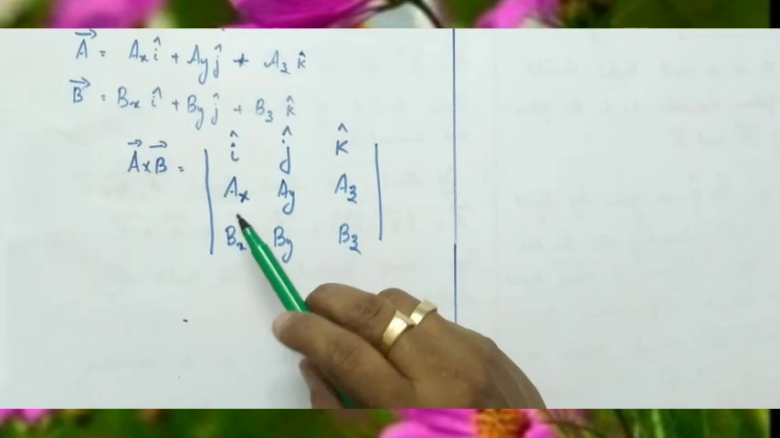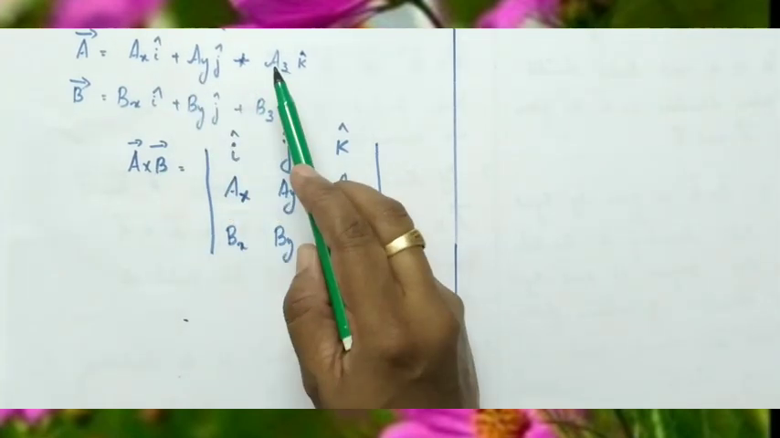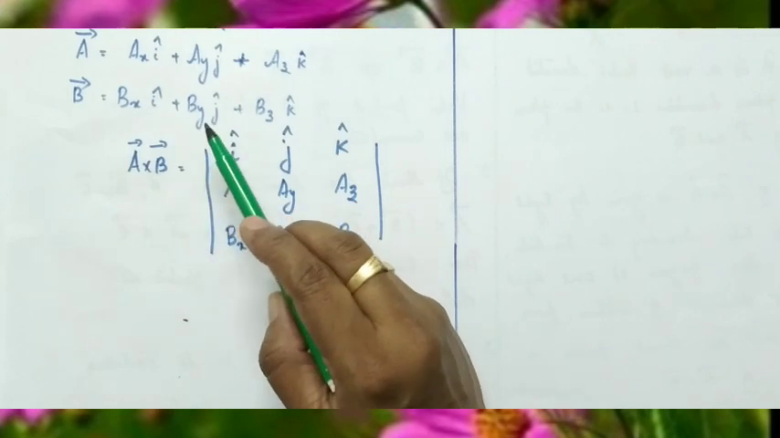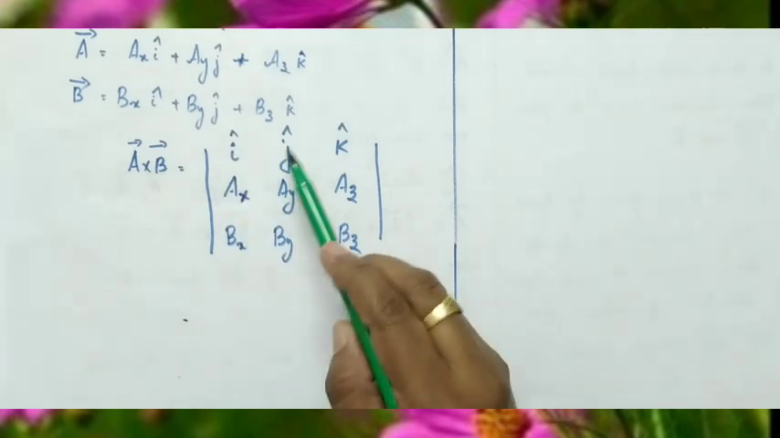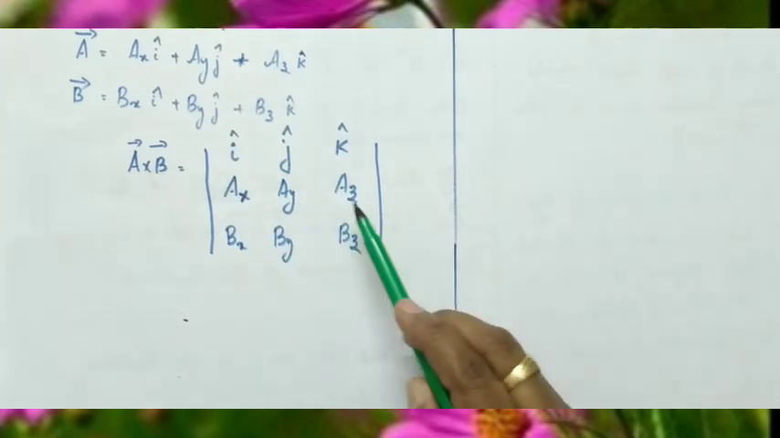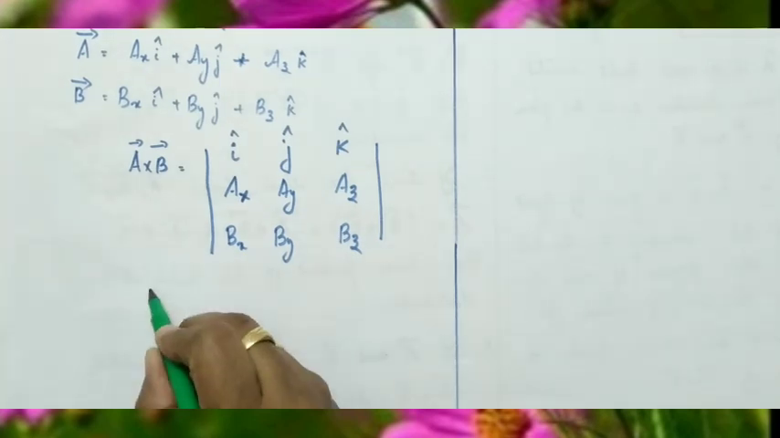So in order to find the product in resolved form, vector A is given, vector B is also known, and A cross B is equal to the determinant. Draw I, j, k in the first line, then Ax, Ay, Az, then Bx, By, Bz. Next, how will you multiply this?